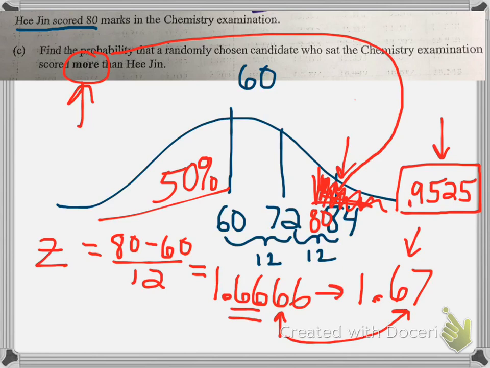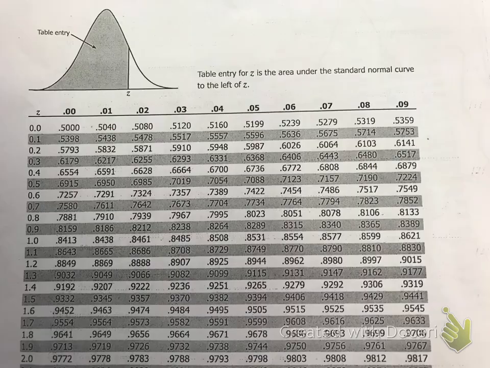Since we're talking about more than, notice that the word more is bold, because they're trying to remind you: more than Heejin, not less than. So we're going to take 1, which is 100%, and subtract that number to give us 0.0475. So roughly 5% scored better than Heejin. We would say that Heejin is in the top 4, almost 5%. Now that's part C, and we are approaching 30 minutes on this video.